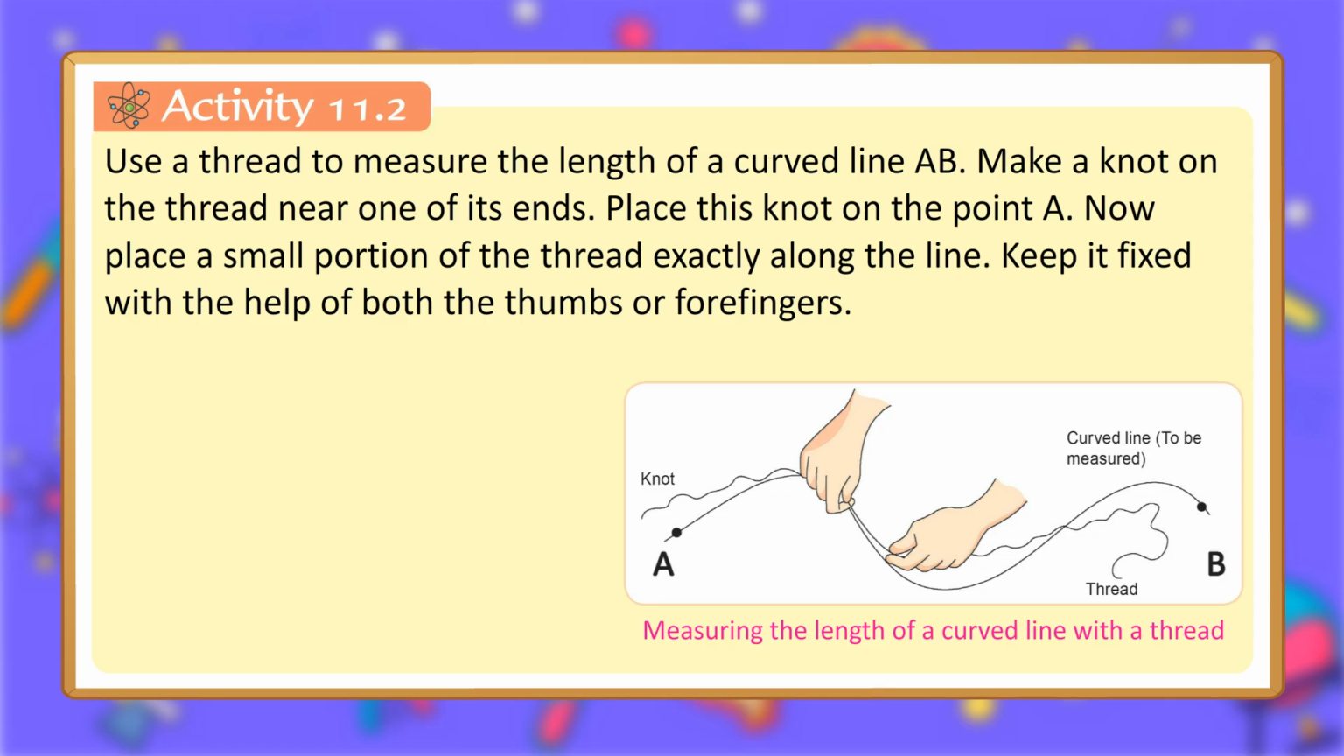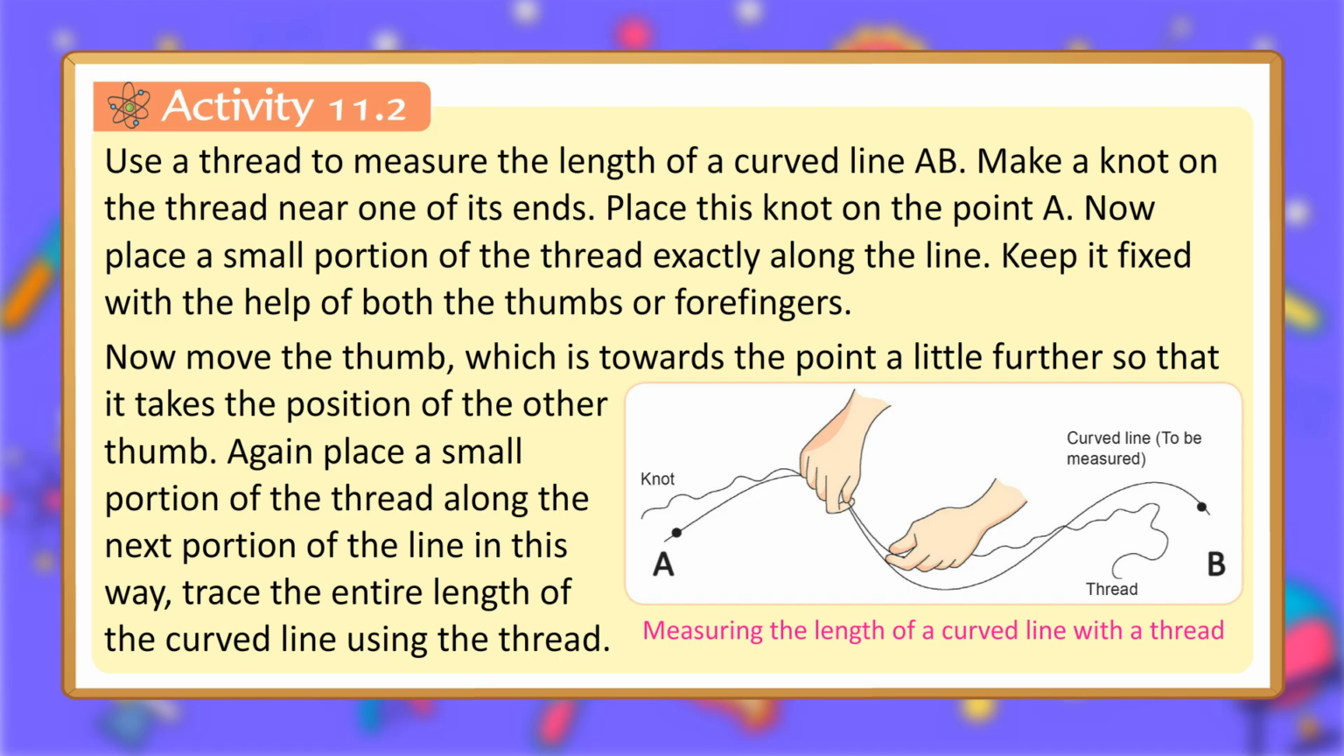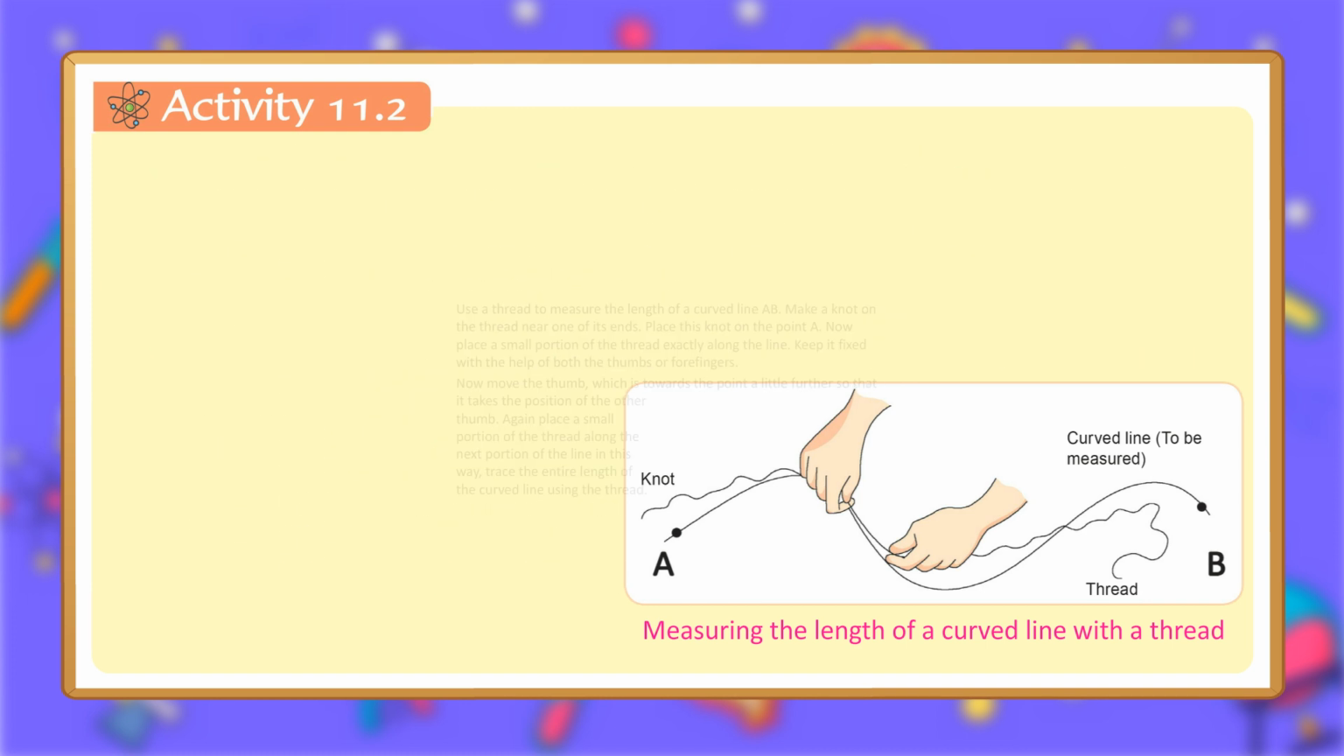Activity 11.2. Use a thread to measure the length of a curved line. Make a knot on the thread near one of its ends. Place this knot on the point A. Now place a small portion of the thread exactly along the line. Keep it fixed with the help of both the thumbs or forefingers. Now move the thumb which is towards the point a little further so that it takes the position of the other thumb. Again place a small portion of the thread along the next portion of the line. In this way, trace the entire length of the curved line using the thread.